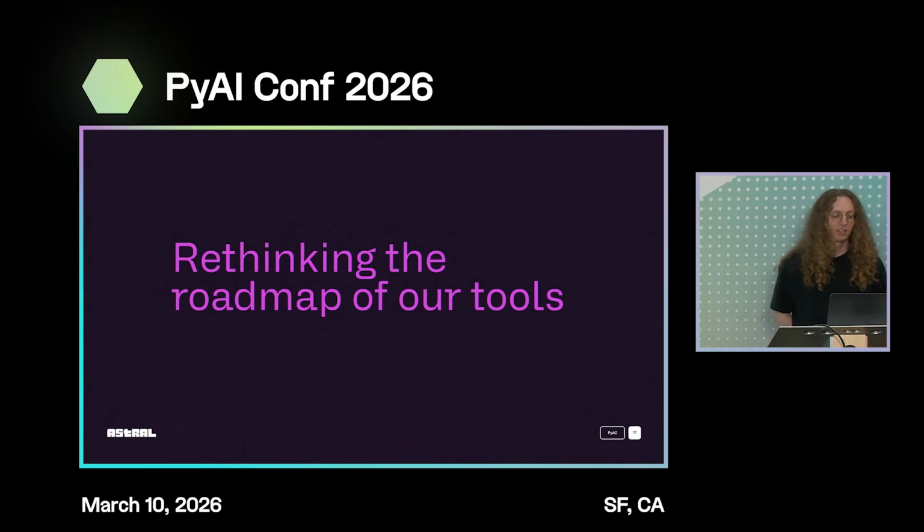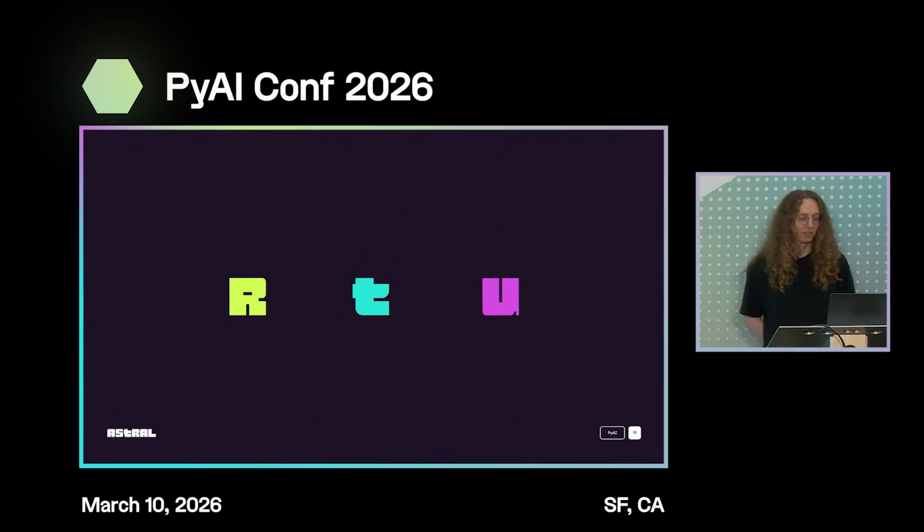So next I want to take all these concepts and consider how they might affect our roadmap and tools. At Astral, we work on a few tools in the Python ecosystem. Hopefully you've heard of them. There's Ruff, a linter and formatter, ty, a type checker, and uv, a package and project manager.